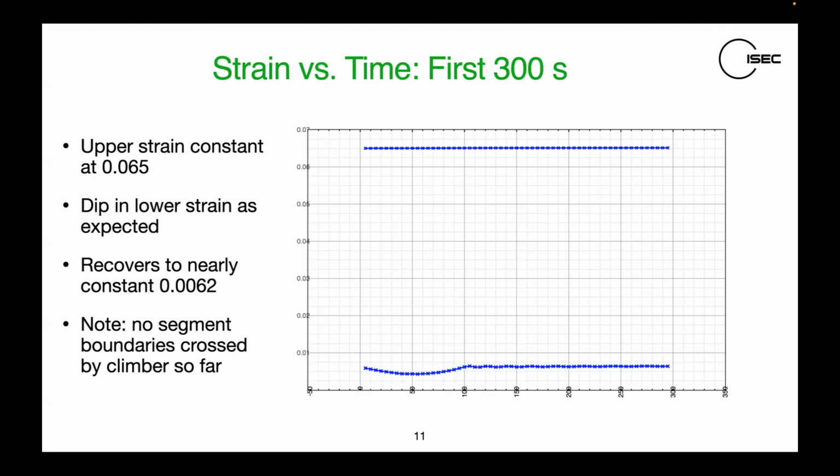If you go to the lower curve, you see that, as expected, you start climbing and it starts putting mass to the lower segment, and the strain is temporarily decreased until you reach a point where the strains equalize again, and it reaches the 0.0062, once again, as expected, for below the climber.